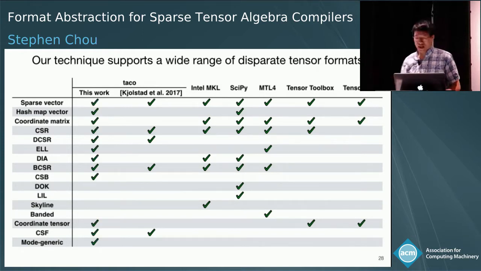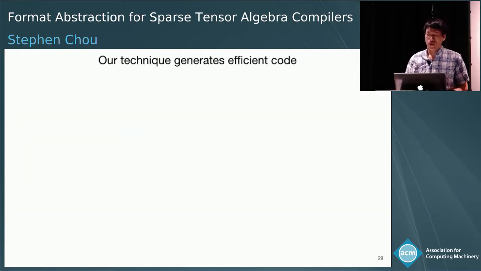Our technique, by contrast, can generate code for most of the tensor formats we looked at, and can support even more if we define additional level formats on top of the 6 that we saw earlier. But not only that, our technique can actually generate efficient code to compute with all these different formats.